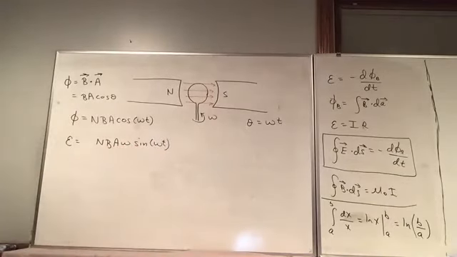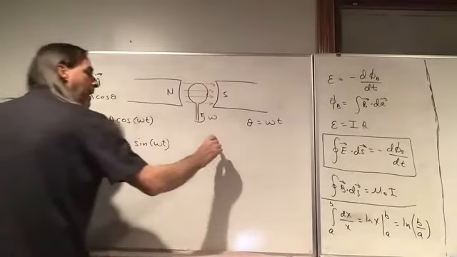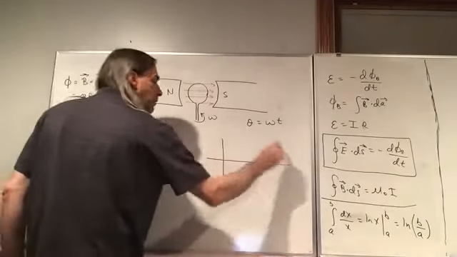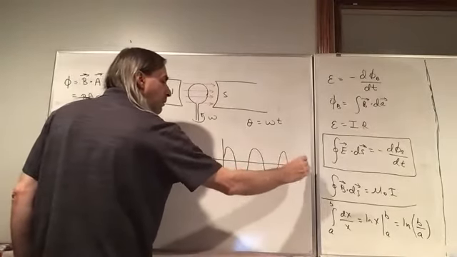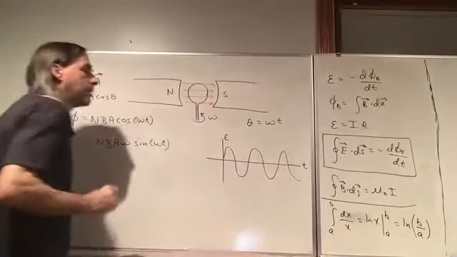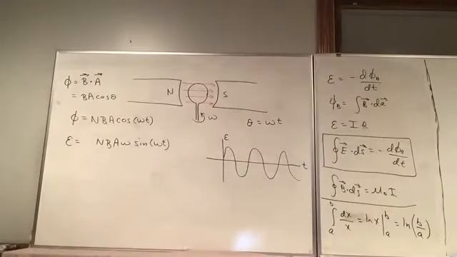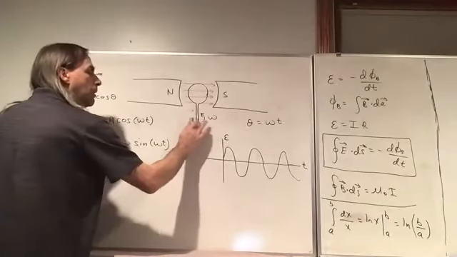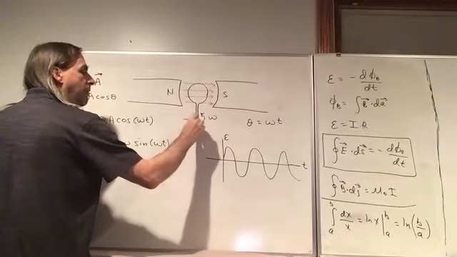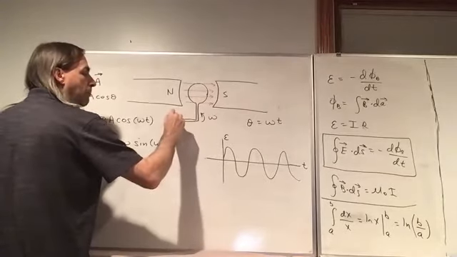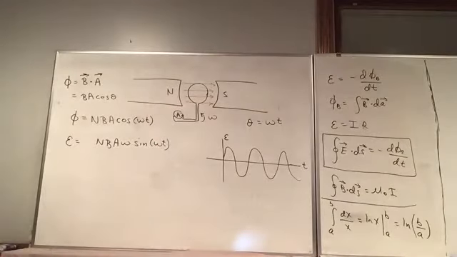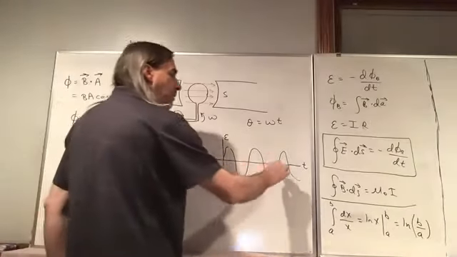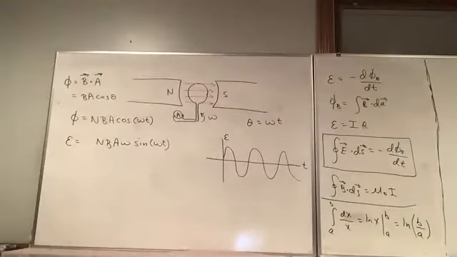So we get an EMF that looks like this. If we plot the EMF, the EMF is going to look like that. Now let's say we connect this coil to some device, like an ammeter. What's the current going to look like? Well, the current is going to look like this as well. And so we call this an alternating current.